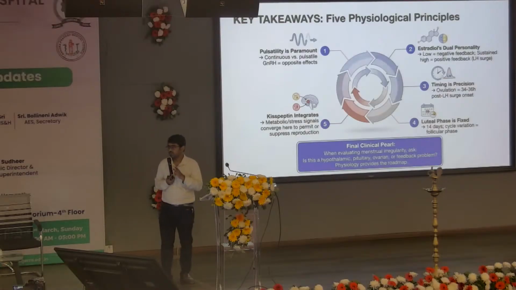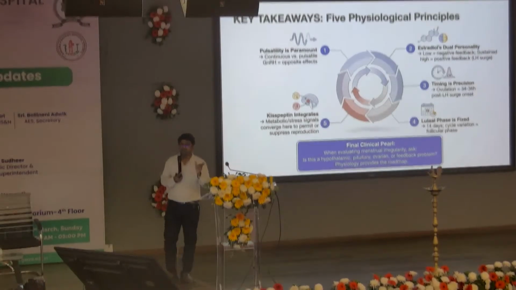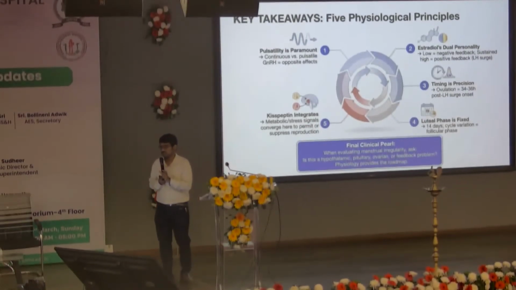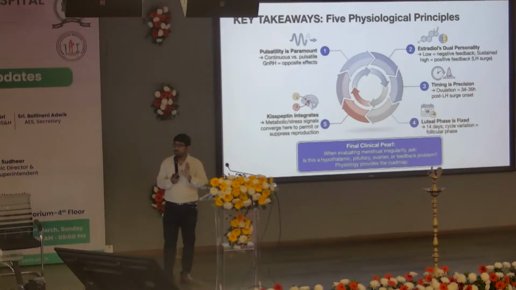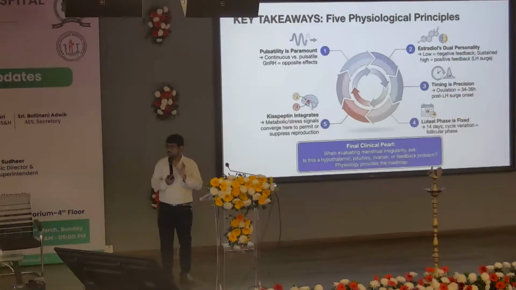So which is going to occur 34 to 36 hours after your LH surge. Fourth is luteal phase fixation. So fix the time of your luteal phase, which is 14 days. Whenever there is variation in your cycle, that is mainly because of your follicular phase rather than your luteal phase. And point number 5 is the ultimate regulator, that is your kisspeptin neurons.